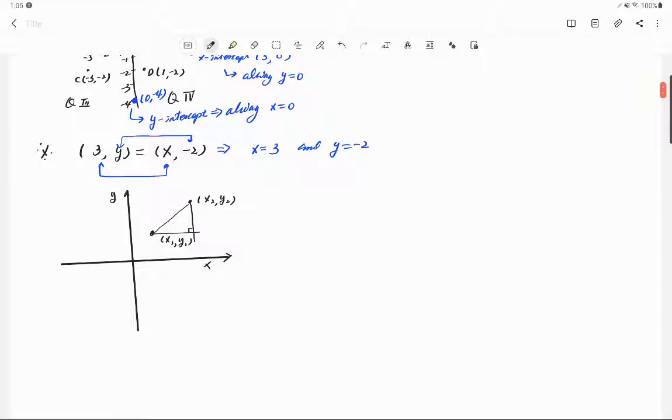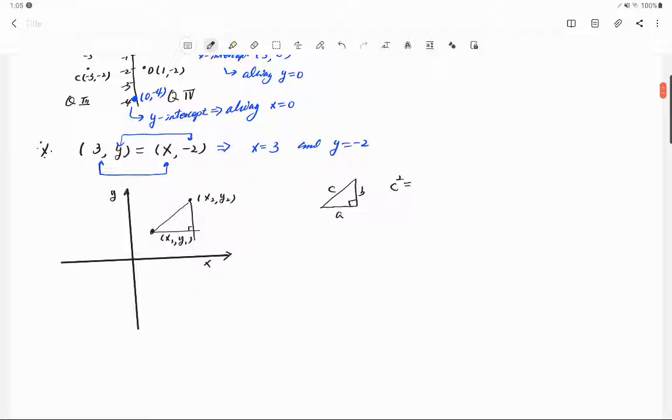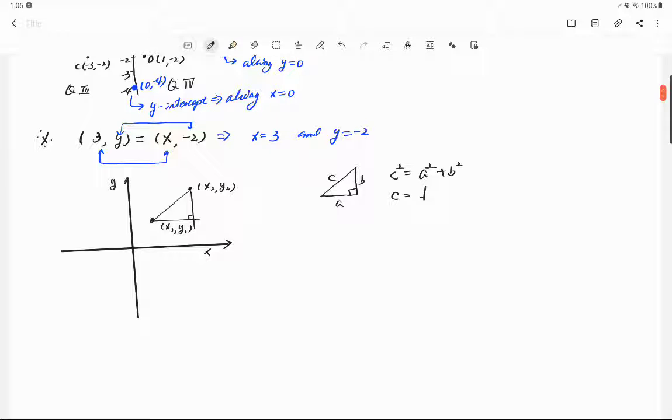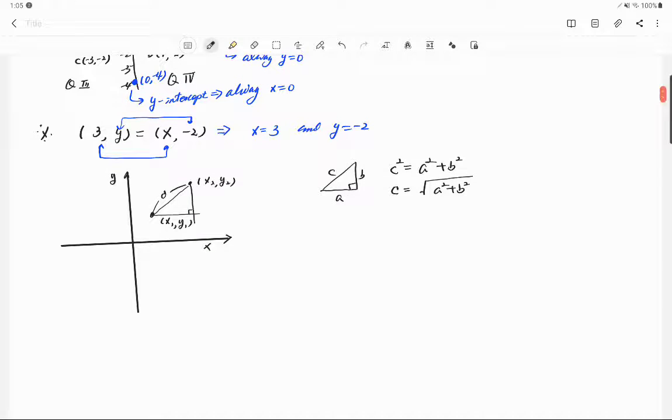Do you remember the Pythagorean theorem? Which is a, b, and let's say this is c. Then c squared is equal to a squared plus b squared, right? And the distance c, the length of the hypotenuse, will be the square root of a squared plus b squared. Same thing, we're going to use the Pythagorean theorem. So we want to find the distance d between 2 points. Then we need length a and length b. So what is the length a? This is a, and this is b.